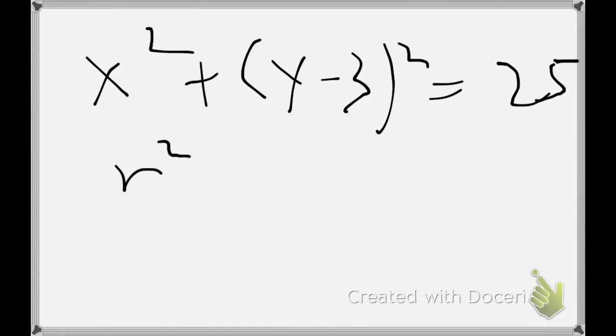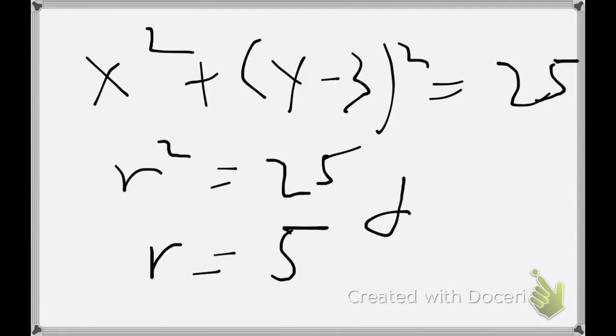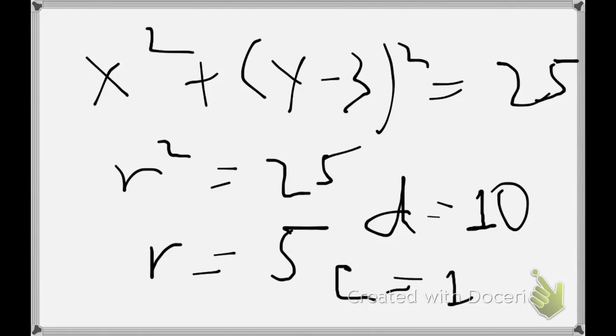So therefore, you know that r squared equals 25, and therefore r equals 5, so the diameter equals 10, and therefore the circumference would equal 10 pi. We just use the formula circumference equals pi times the diameter. The diameter is twice the radius, so the circumference would be 10 pi.